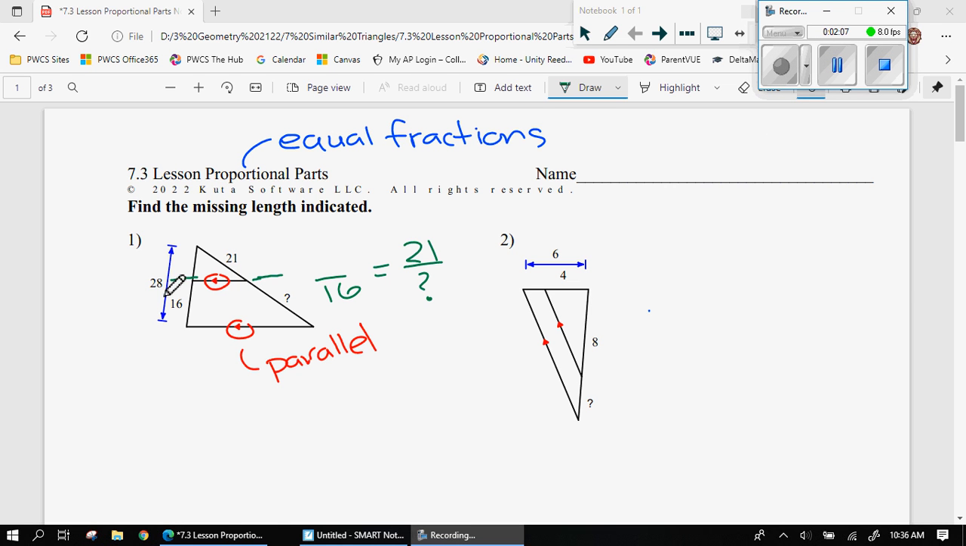And so we can find this top piece because I know this whole thing is 28. And this bottom piece is 16. So the top piece must be 28 minus 16, which is 12. And when we have a proportion, in order to solve it, we need to cross multiply. That means we multiply the top of one fraction by the bottom of the other, and vice versa. So I can do 12 times question mark, and then 16 times 21.